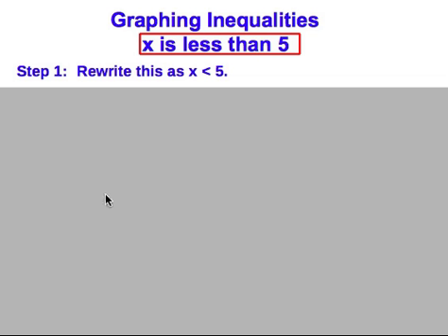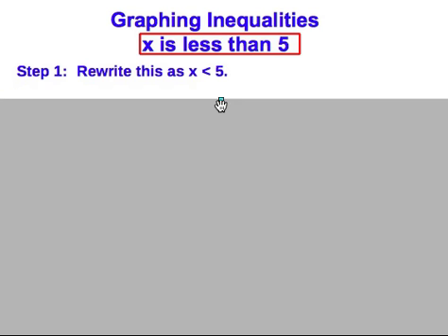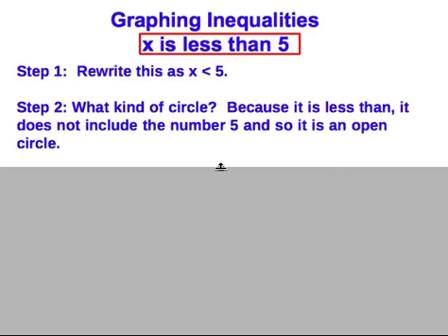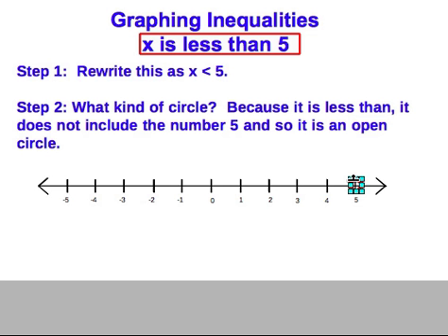Slide 236 models another example. x is less than 5. So the variable is written on the left. The number is 5. And is it going to be an open or a closed circle? Well, it doesn't have the equal sign under it, so it's going to be an open circle. So if I look here, I have an open circle that I'm going to have above the number 5.